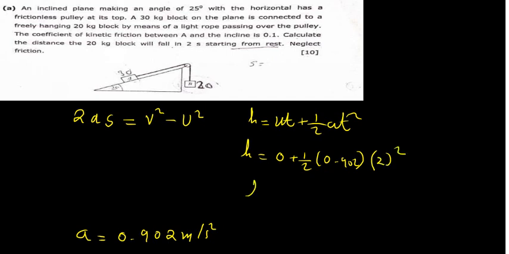So therefore the height is going to be half multiplied by 0.902 multiplied by 2 squared, which is 4. That is going to give us 1.8 meters. That is how far it will fall when it falls for 2 seconds.